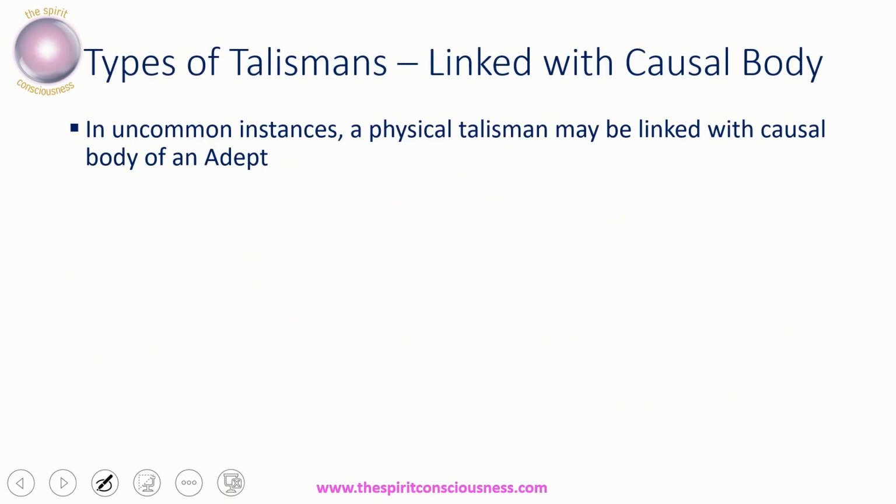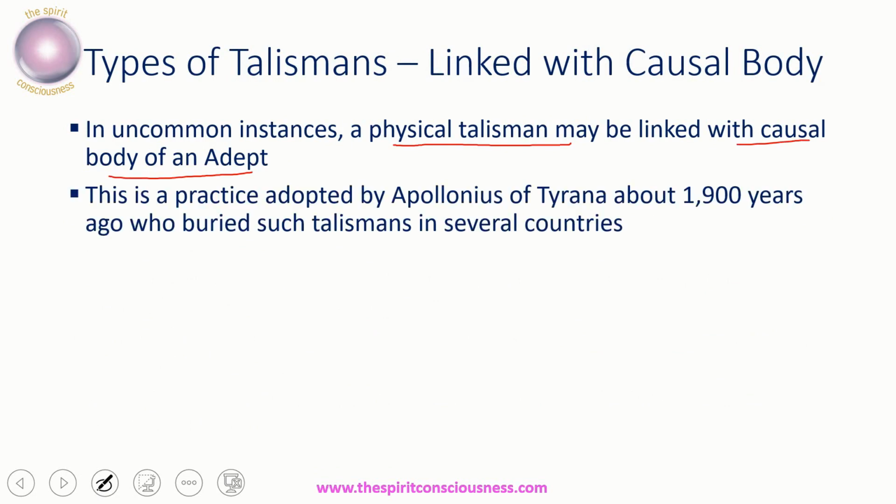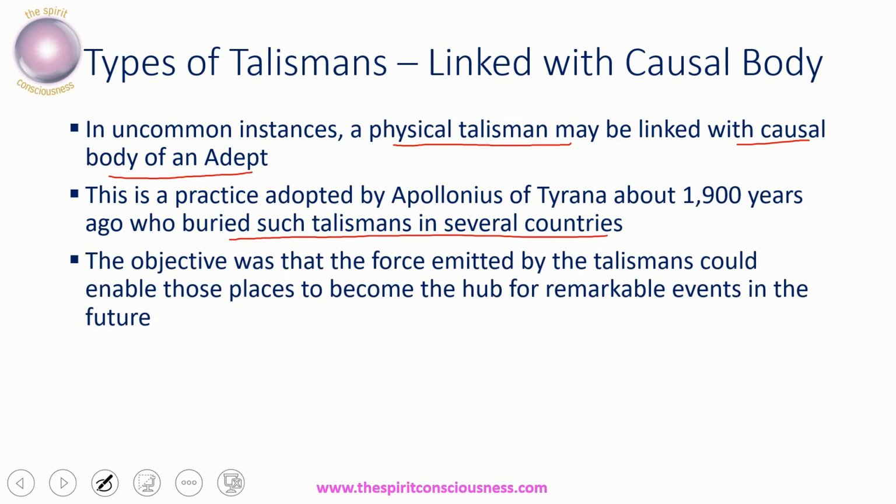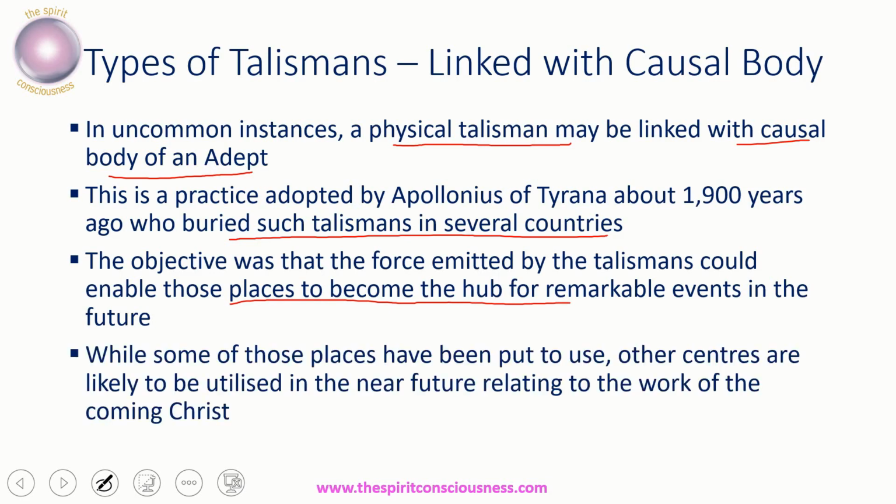In uncommon instances, a physical talisman may be linked with the causal body of an adept. This is a practice adopted by Apollonius of Tyana about 1900 years ago, who buried such talismans in several countries. The objective was that the force emitted by the talismans could enable those places to become the hub for remarkable events in the future. While some of these places have been put to use, other centers are likely to be utilized in the near future relating to the work of the coming Christ.